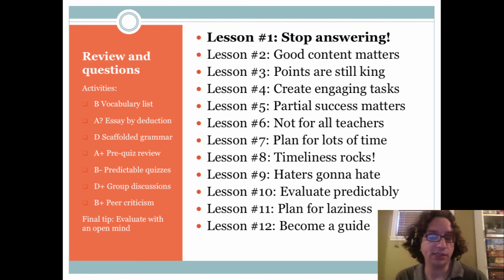Lesson number 9 is some students are not going to like active learning, and you should think of your student groups and this specific activity, are they going to like it? If they're not, then it's not going to work.